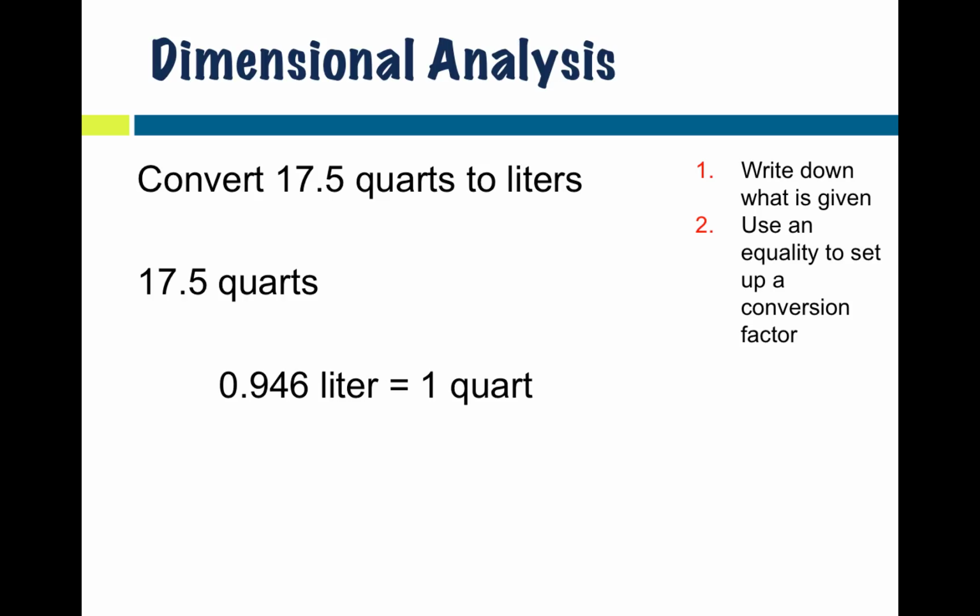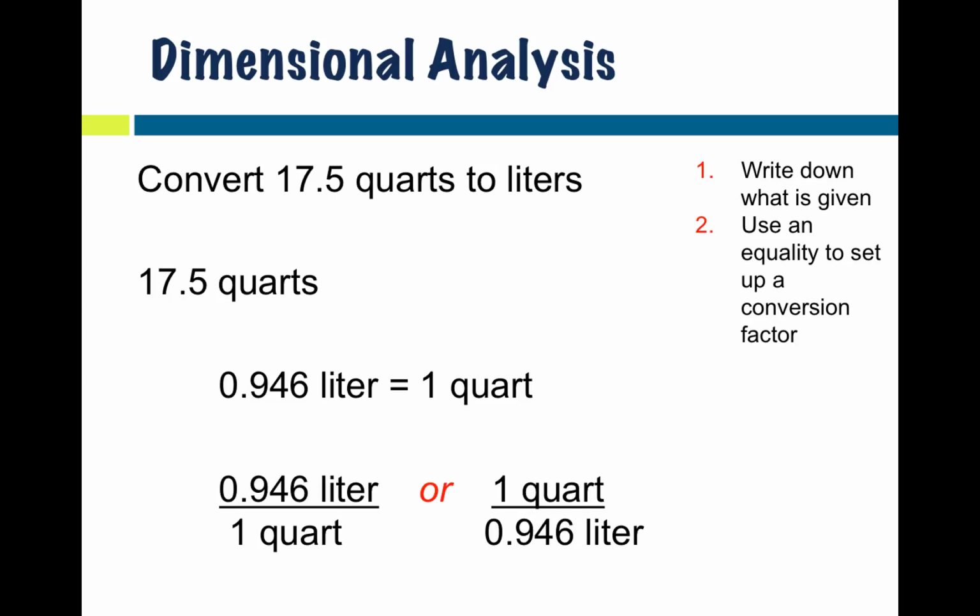And remember, because these values are equal to each other, making a ratio out of them creates a conversion factor that's equal to 1. So now we need to decide between these two options for our conversion factors, which one we're going to use in the dimensional analysis problem. We've been given quarts, 17.5 quarts, so we need our quarts to cancel. So we will end up using the conversion factor that puts quarts on the bottom so that we can cancel out our quarts. We're going to use this one.